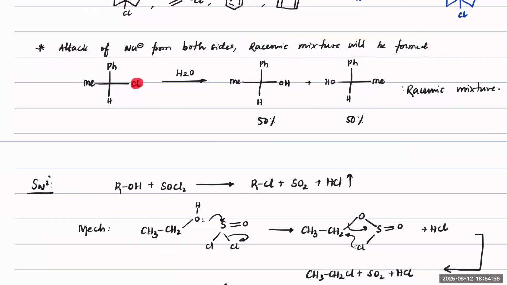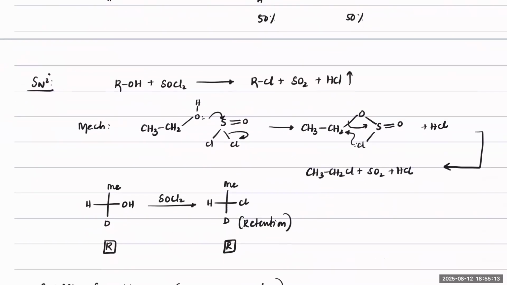Like if you have chlorine here, I remove the chlorine here. OH has to be attached. So therefore, OH will come on the right hand side or the left hand side. It might be 50-50% chances. So that is going to be a racemic mixture. Got it? So now check it out.